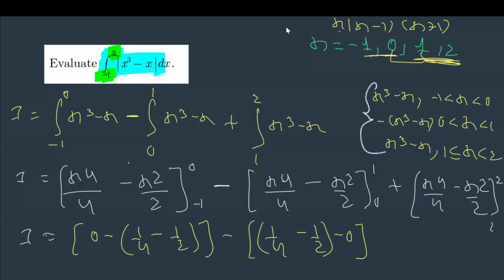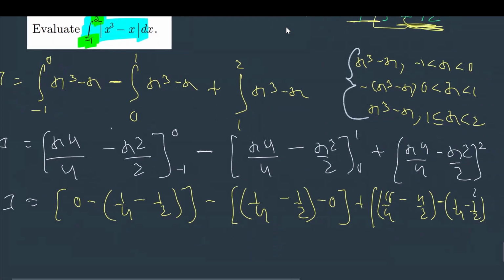So this is what we will place a plus sign over here. If I place the upper limit as 2, 2 raised to the power 4, right? 2 raised to the power 4 is how much? 16 over 4 minus 2 raised to the power 2 is 4, that is 4 over 2. That's the upper limit. And placing the lower limit as 1, it will be 1 by 4 minus 1 by 2.